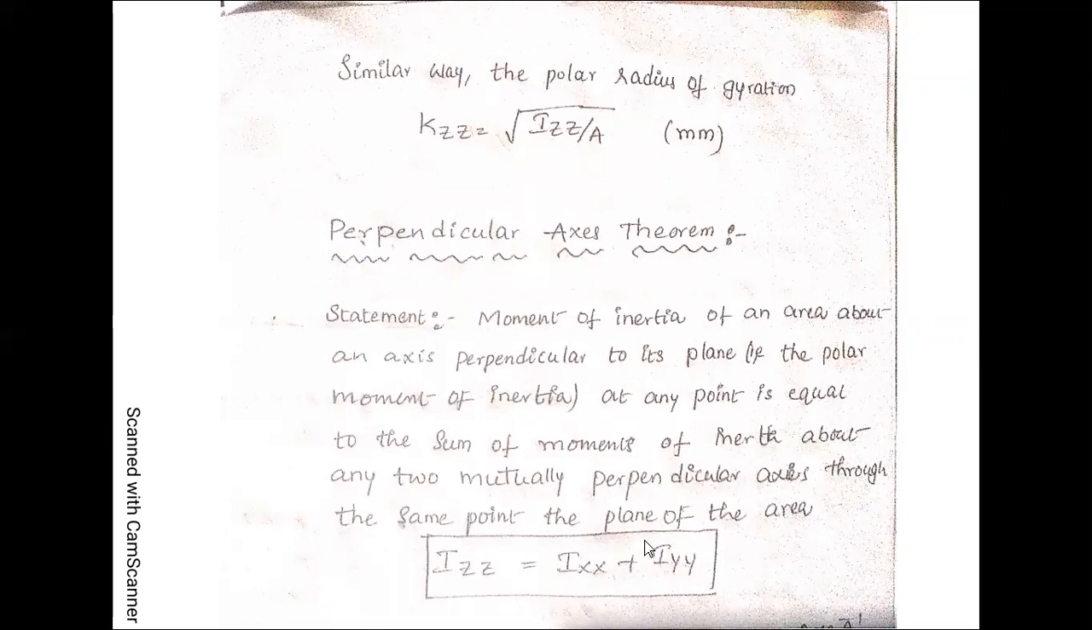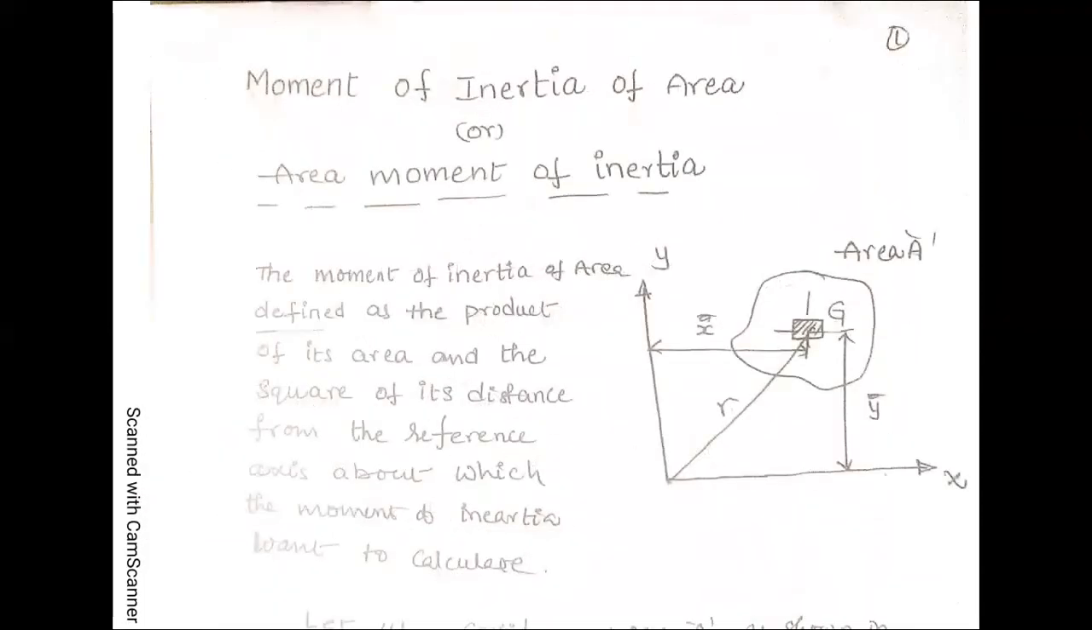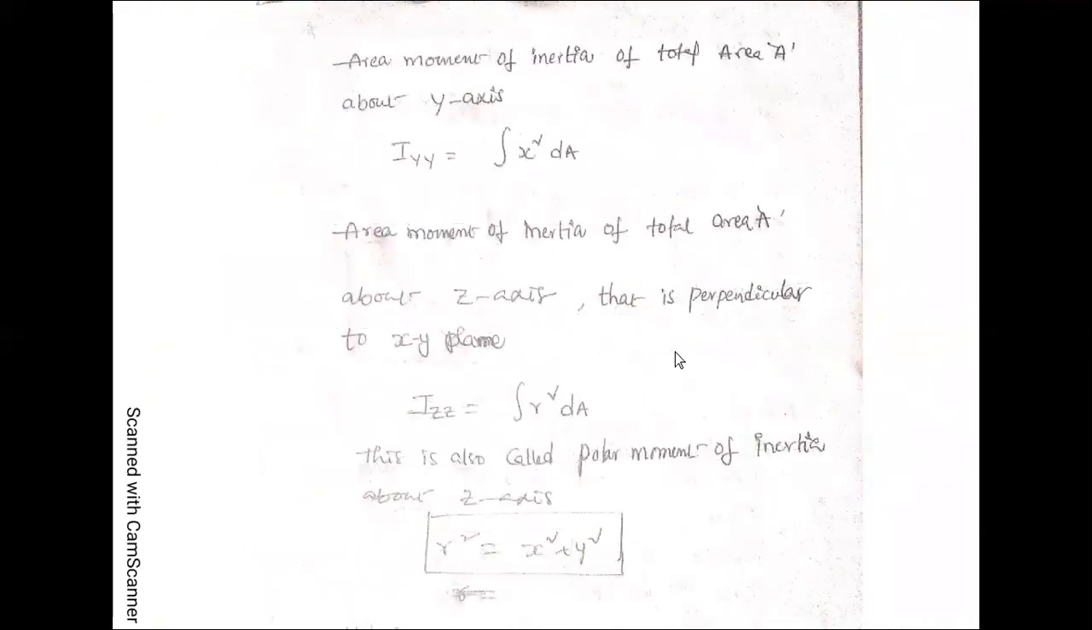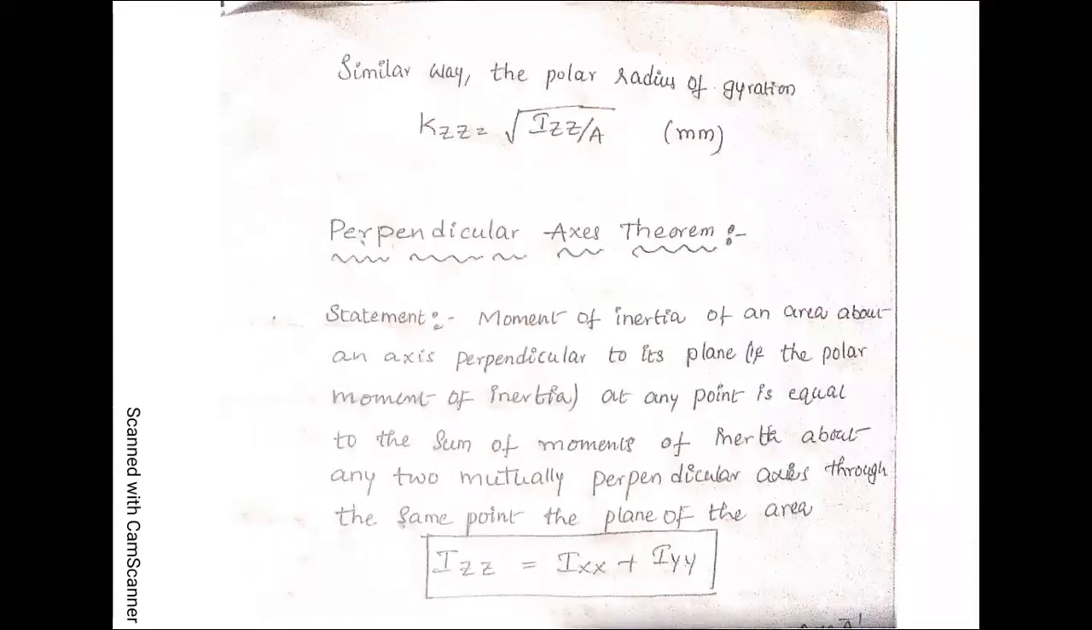Simply, in the previous diagram, so this is the horizontal axis, this is the vertical axis, and we have the z-axis vertical, perpendicular to these two axes, x and y. Then the moment of inertia about this z-axis is equal to the moment of inertia about the x-axis plus the moment of inertia about the y-axis. That is the statement of the perpendicular axis theorem.